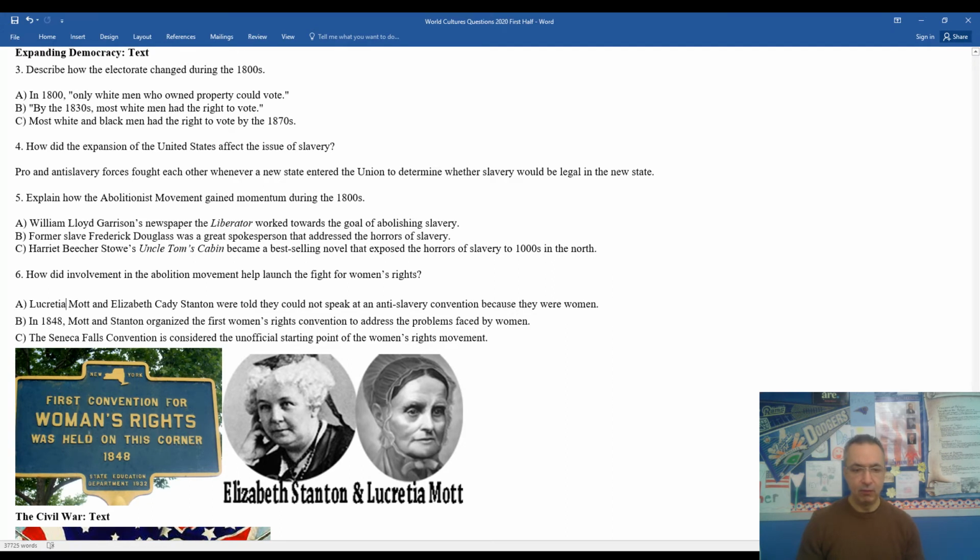They held the Seneca Falls Convention in July of 1848, and it's considered to be the unofficial starting point of the women's rights movement. In there, they talked about how all men and women are created equal, and they took a lot of the things in the Constitution and Declaration of Independence that just mentioned men but not women, and they added the women in there, and they put forth their Declaration of Rights of Women to advocate for the right to vote and many other rights that they were lacking during this period of time.